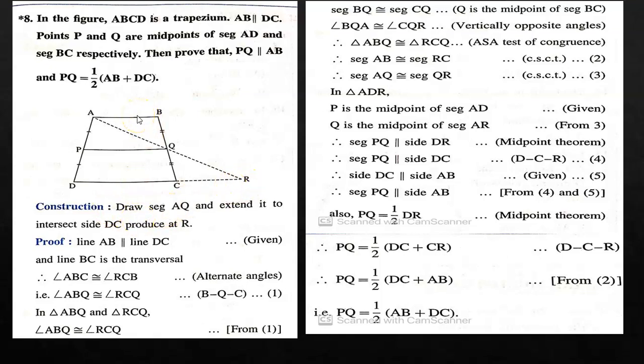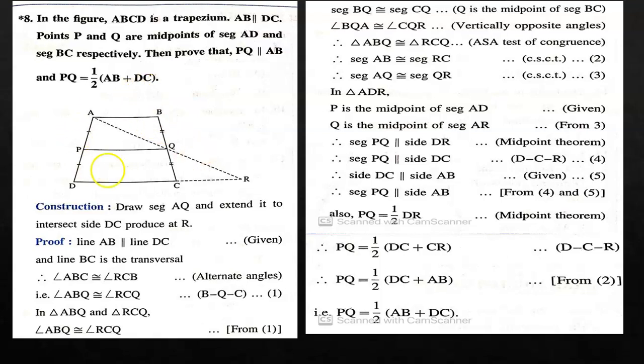Line AB is parallel to DC. This is given information, and BC is the transversal. So I have angle ABC congruent to angle RCB. These are alternate angles. That means angle ABQ is congruent to angle RCQ. This is my statement 1.